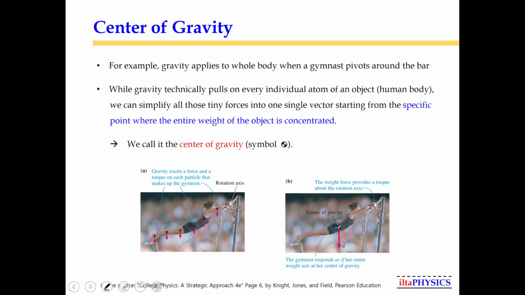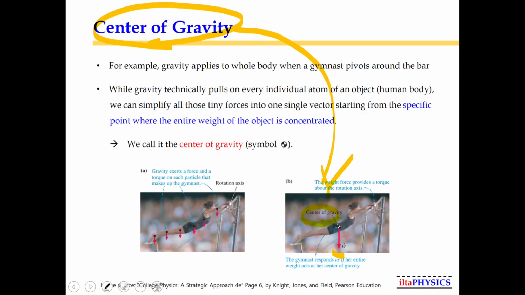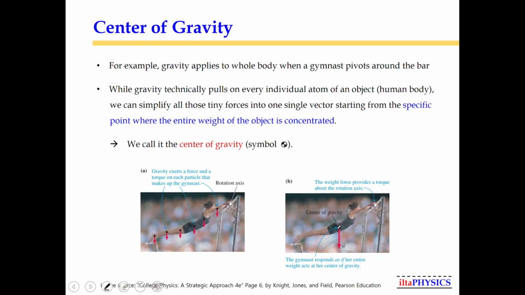To analyze this rotational motion, let's imagine that all the gravity acting on the gymnast is concentrated at one single point. We can then analyze the motion by assuming that the total weight of the gymnast is applied only to that specific spot. We define this single point, where we assume the entire weight of the object is concentrated for the sake of analyzing rotation, as the center of gravity. The symbol for the center of gravity is usually shown like this.